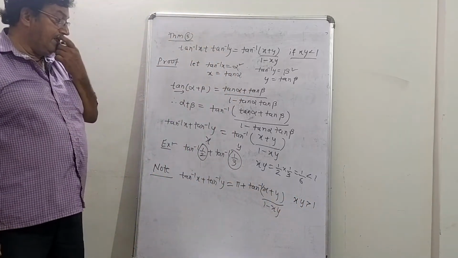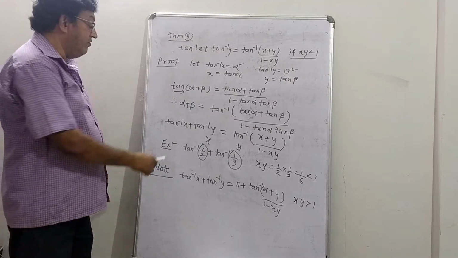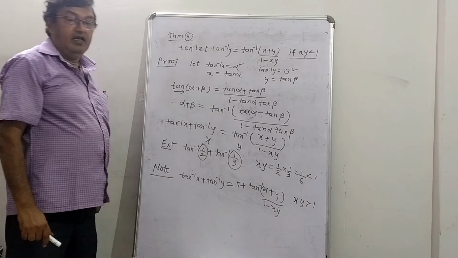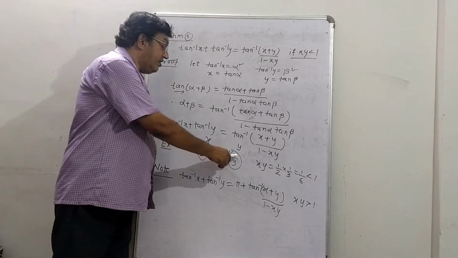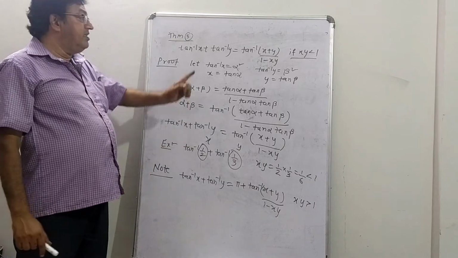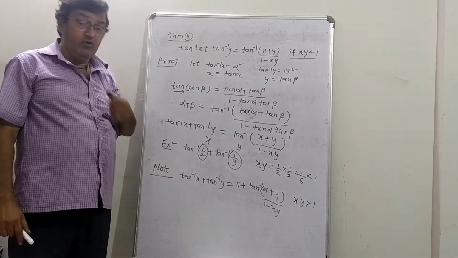See the condition. X into y is less than 1. I have given an example for x into y less than 1, that is tan inverse of 1 by 2 plus 1 by 3. Your 99% of the sums will be covered on this part, that is, this part where x into y will be always less than 1. But here I have given you one note.